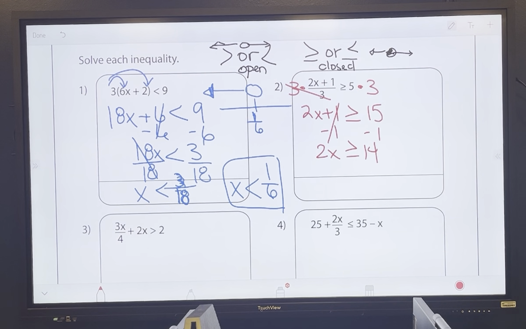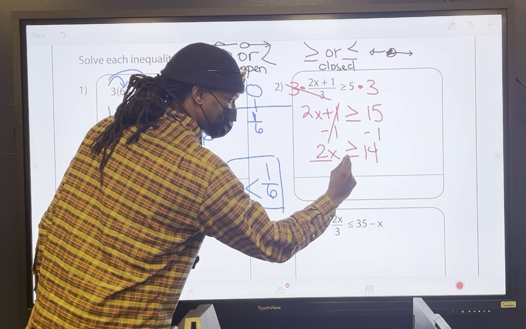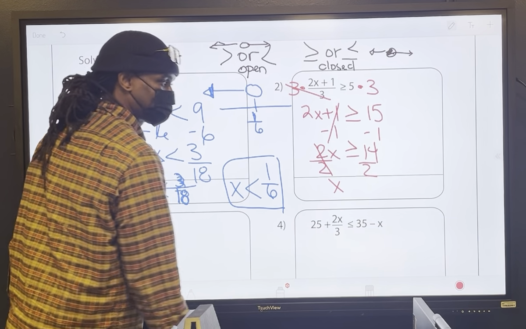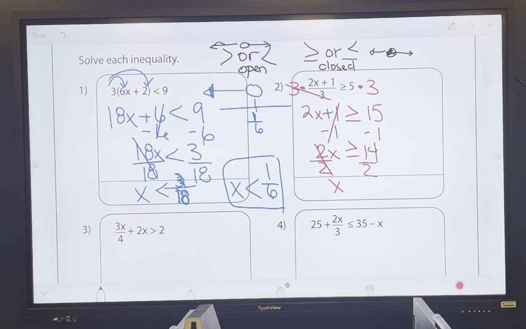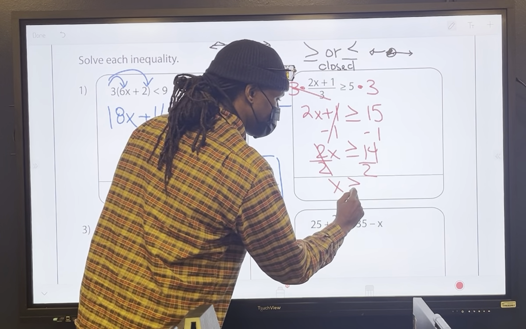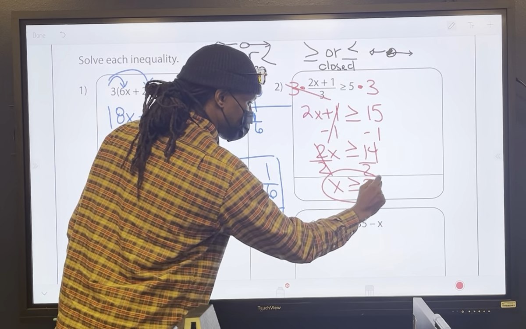Hold on, pause real quick. Make sure y'all get that down. Divide. Very good. Dividing both sides by 2. Your 2's cancel. You now have x is what? Give me the correct inequality. X is greater than or equal to what? 7. There we go. That's what I was looking for.